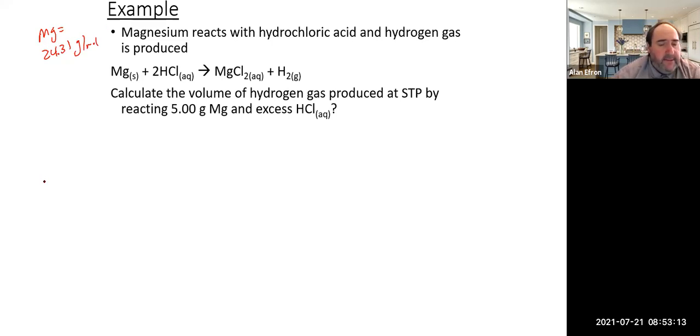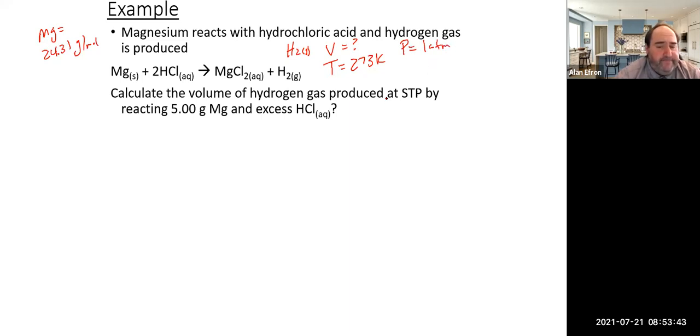Okay, let's take a look and see how we're doing. So obviously it's a stoichiometry problem, got an equation, got some information given to us. So we are looking for the volume of hydrogen gas, which obviously is a gas. We're looking for the volume of it at STP. Remember, STP is standard temperature and pressure. That means that the temperature is 273 Kelvin, and the pressure there is 1 atmosphere as well.